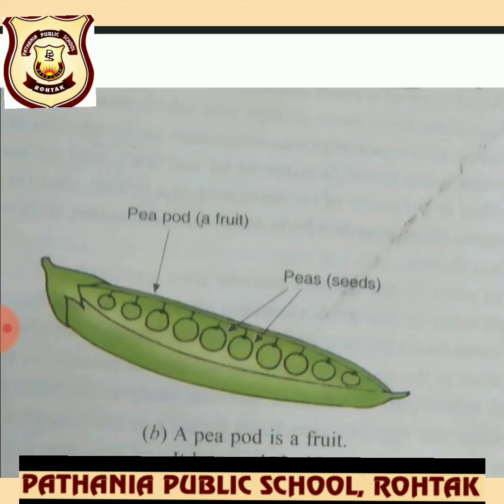Now you know better, the fruits and seeds are formed from flowers by the process of pollination and fertilization. What do you mean by pollination and fertilization? Pollination means the transfer of pollen grains from the anther of a stamen to the stigma of a pistil. The male and female reproductive cells fuse and form another plant. That is called pollination.